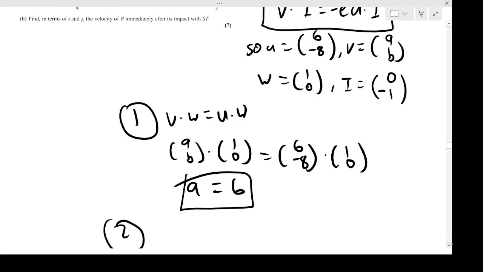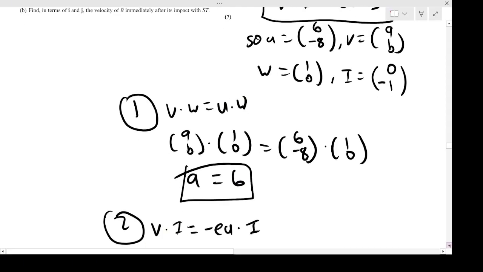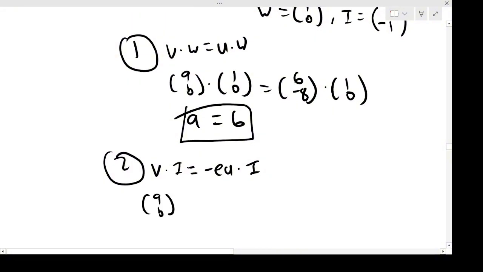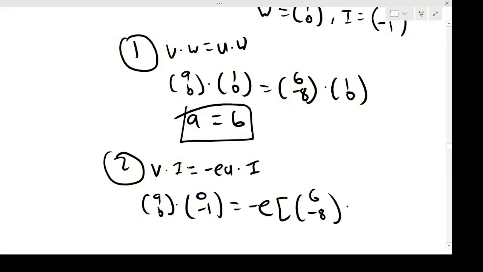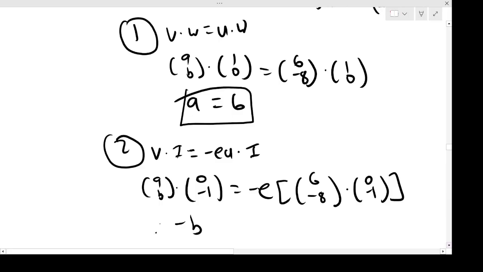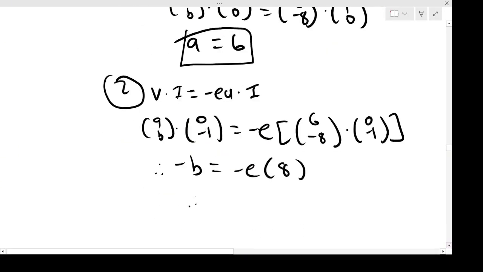And then the second one is v dot I is minus e u dot I. So that's going to be AB dotted with 0 minus 1 for I is going to be minus E. I'm not told what E is, so I'm just going to leave it as E. Minus E, lots of U, which is 6 minus 8, dotted with I again. And so I can simplify this expression. I'm going to get minus B to be minus E lots of plus 8. So minus B is minus 8E. So B is 8E.